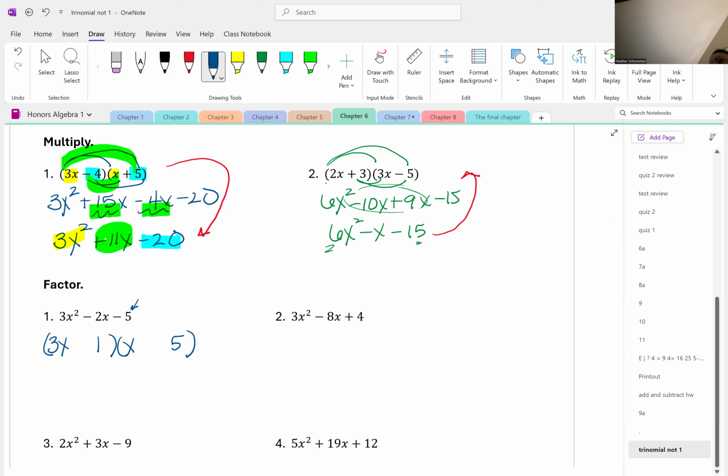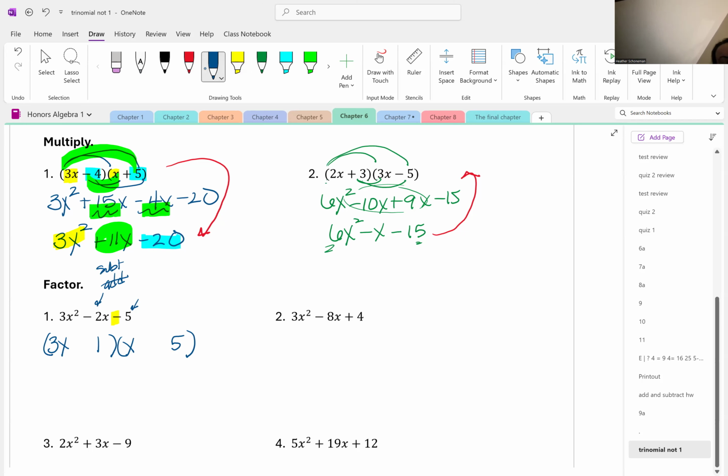Now, let's think of a couple things. It multiplies to a negative, so these are going to have opposite signs, but we don't know which one yet. And we know that when we add them together, we're going to get negative 2. But since they're opposite signs, we're actually subtracting them to see if we get 2. So let's see if this works.